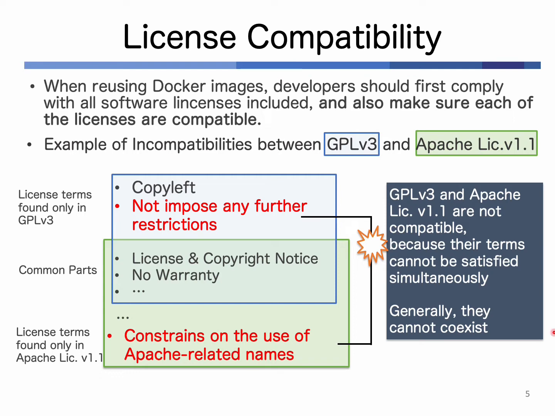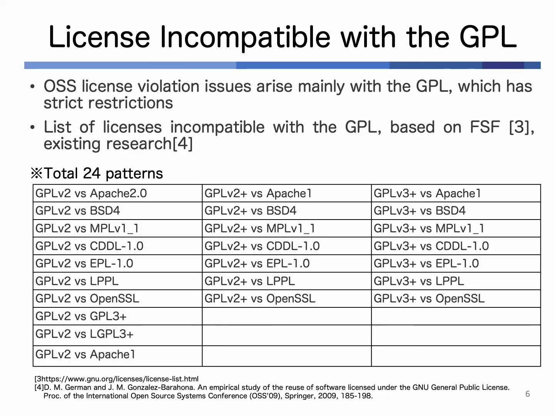Therefore, the two licenses are not compatible, which generally means that they cannot coexist in software. License compatibility issues arise mainly with the GPL, which has strict restrictions. There are about 24 license combinations that are incompatible with the GPL, based on the Free Software Foundation website and existing research. Also, different versions of the GPL are not compatible with each other.